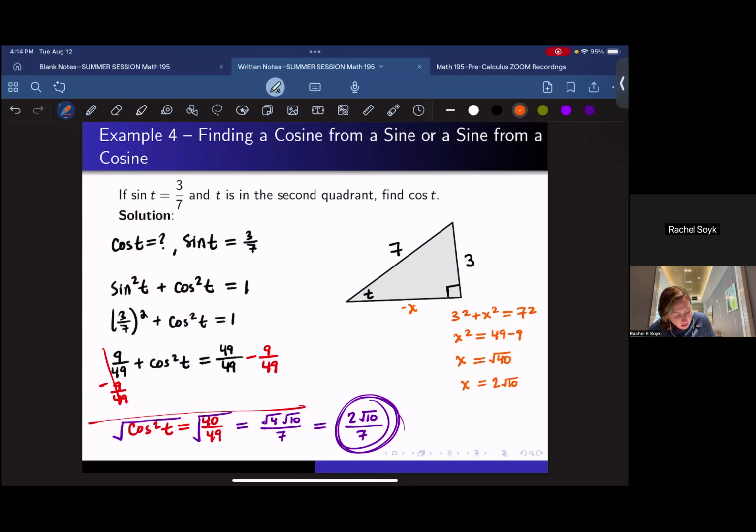And so if x is 2 square root of 10, what is our cosine of t? Cosine is our adjacent side over our hypotenuse, which is 2 square root of 10 over 7. And that's exactly what we got down below. So either method works in getting your final result.